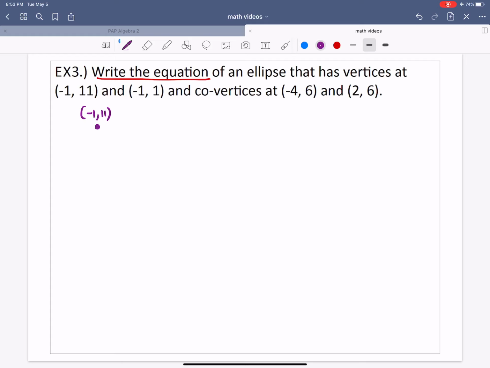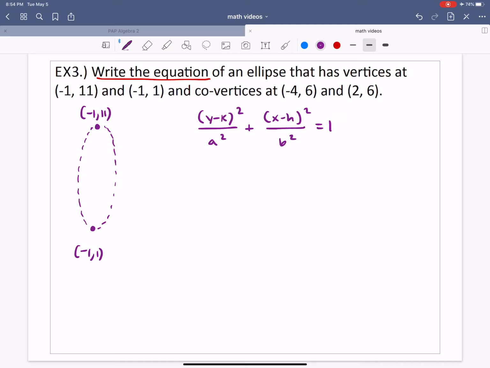Let's call that point -1, 11. And another vertex is at -1, 1. Now, right away, that tells me that this is going to be a vertical ellipse, because I know that the vertices are on a vertical line. So right now I already know that I'm going to have an equation (y - k)² over a² plus (x - h)² over b² equals 1.